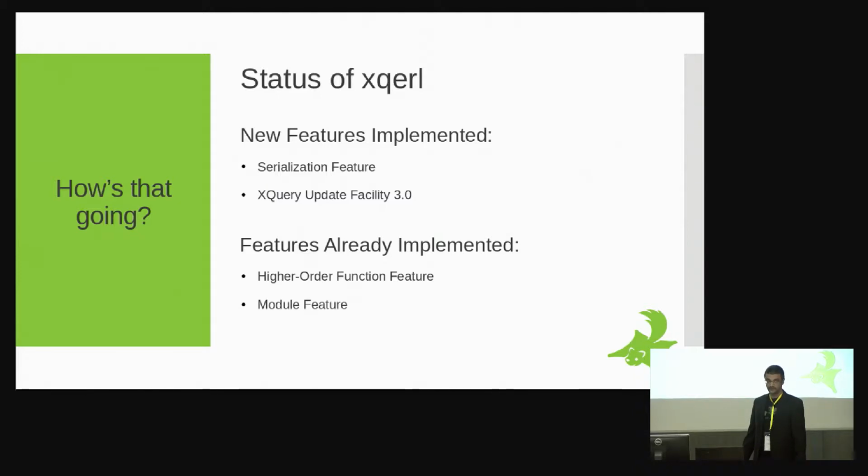Yeah, implemented a few new features. The serialization feature, which was a big thing, and then XQuery Update Facility 3.0. I used 3.0 even though it's not a recommendation because it was just a really good fit in the way I built everything else. It was a really quick thing with the update lists and using multiple processes. Features it already had, yeah, the higher order function feature and the module feature.